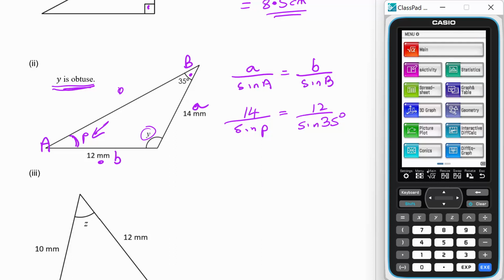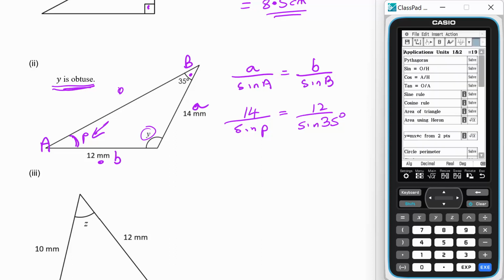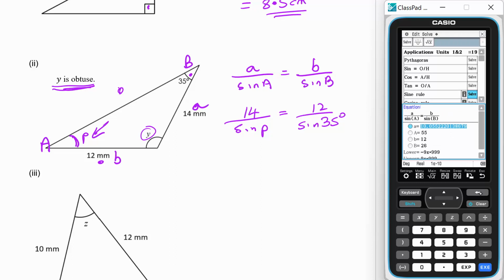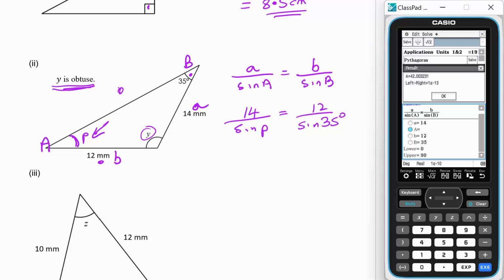And we can certainly go to E-activity and use the sine rule activity. So what do we know? We know that the A is 14. We're trying to find this one, so select that one. The B is 12. Oh, that's already in there. That's quite nice. And that one is 35. And just to make sure I find an acute, I'm going to do a 0 to 90 here. And then we'll solve. And it gives me 42.0 degrees for this one.